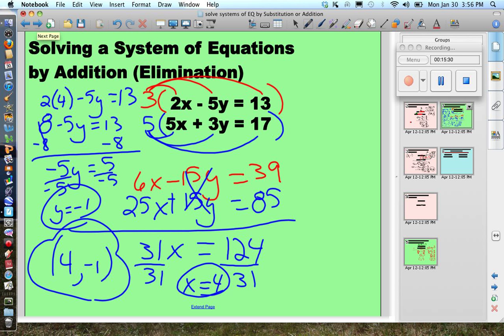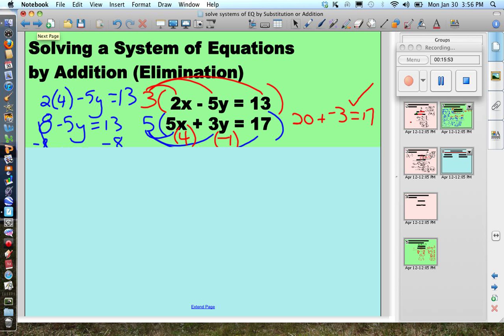I'm going to check that really quick since I made a mistake last time. So in my bottom equation here, I'm going to plug in a 4 for my x value and a negative 1 for my y value. That leaves me with 20 plus negative 3 equals 17, and that works, so my answer is right.